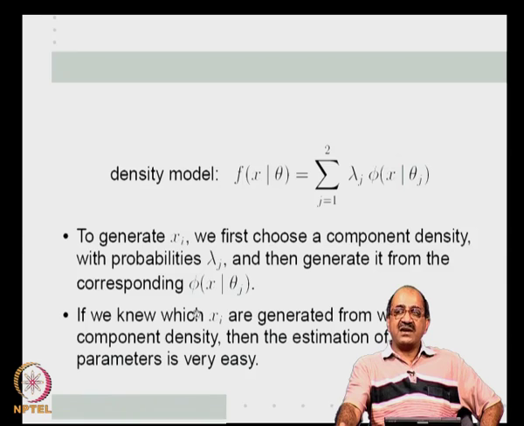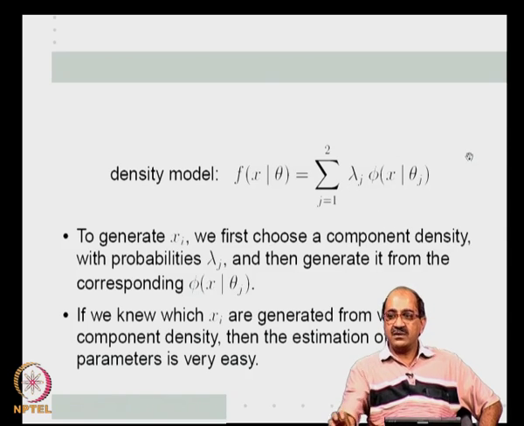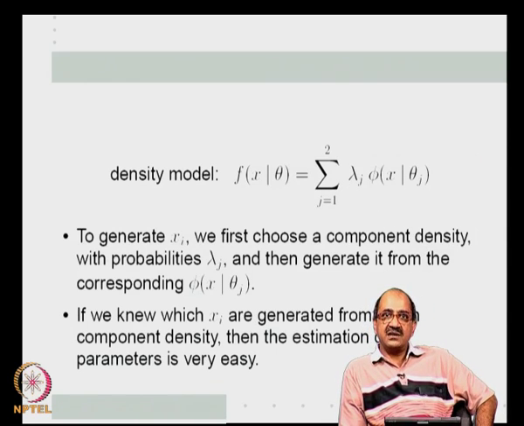However, I am only given x1, x2, up to xn. So, I do not know whether x1 has come from the first component density or the second component density. But just for a moment, pretend that somebody tells us this. If somebody tells us this, then the estimation is absolutely trivial. Then, given my full data, I can separate it out into data of xi that have come from phi(x | theta 1). Now, that is simply estimating a single normal density. So, I know how to do it. If I can separate data into data that come from the first component density phi(x | theta 1) and data that come from the second component density phi(x | theta 2), then estimation of the parameters is very simple. Now, this is a very interesting characteristic.